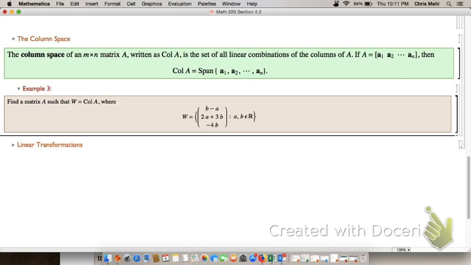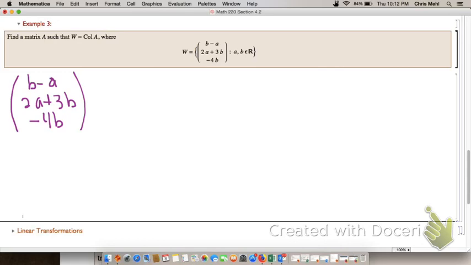Essentially what we're going to do is take the general form of a vector in W and decompose it into a linear combination of column vectors, and those column vectors are going to form our matrix A. So again, I write down here a general vector in W, and this can be decomposed now, just like when we're finding the parametric vector form of the solution set to homogeneous systems of equations. Each single row has a coefficient of A and a coefficient of B.